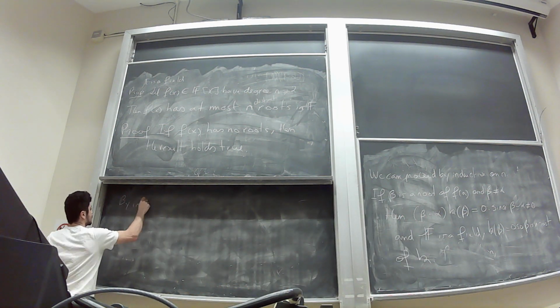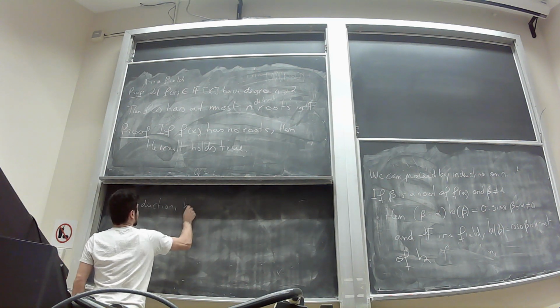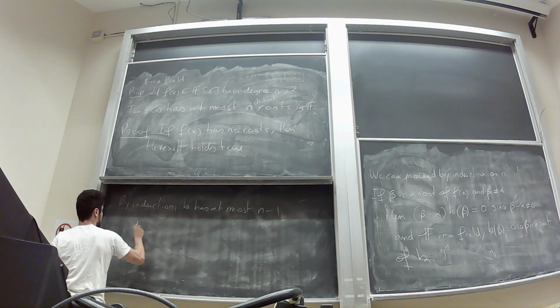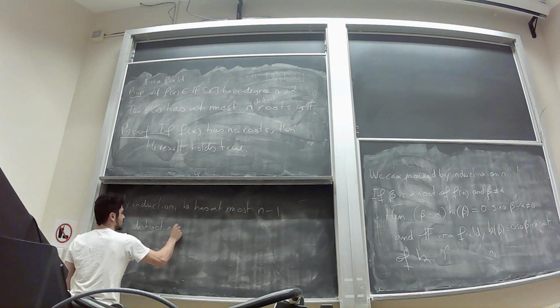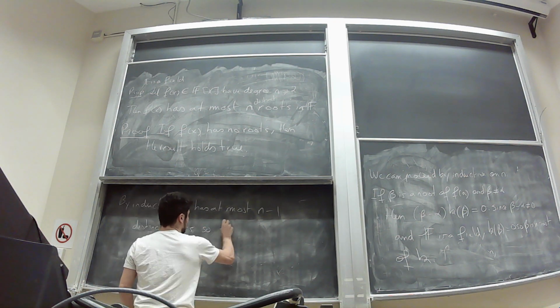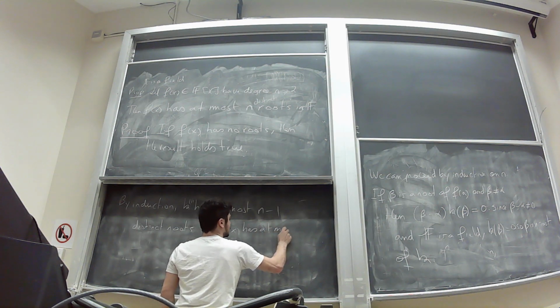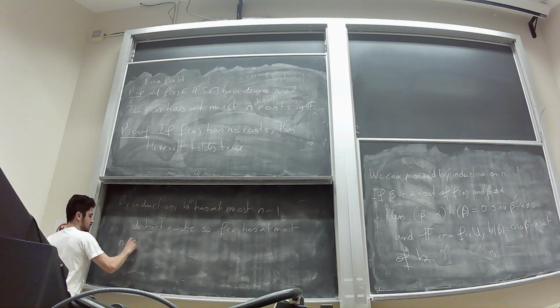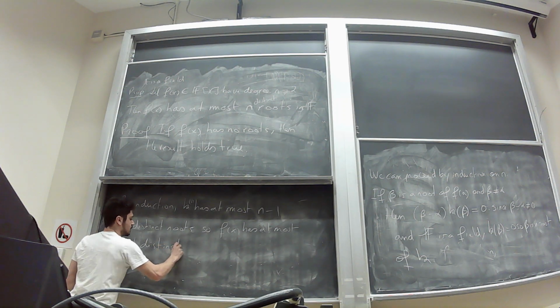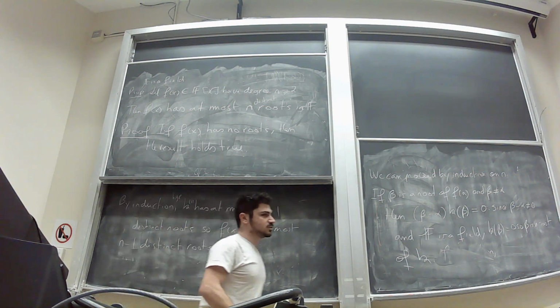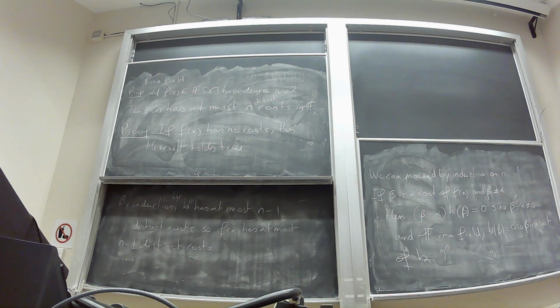By induction, k has at most n minus 1 distinct roots. So f of x, k of x has at most n minus 1 distinct roots. Okay? Induction hypothesis. So really, if you're over a field, then a polynomial of degree n cannot have more than n roots. This breaks down if you're not over a field.